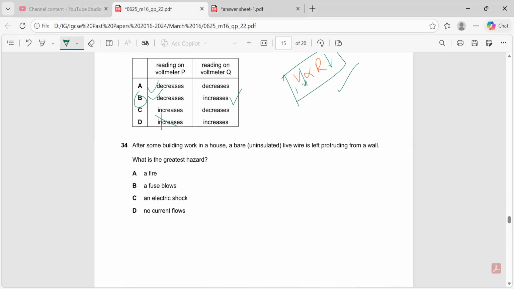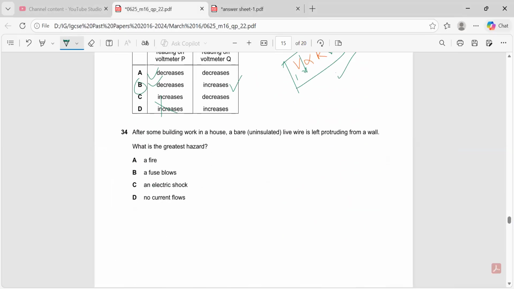Okay, now 34. After some building work in a house, a bare uninsulated live wire is left protruding from a wall. What is the greatest hazard? It means the live wire, the copper wire which is carrying current, is outside. So what is the maximum hazard or maximum danger? Of course, if somebody touches it, he or she can get an electric shock. So electric shock, my dear friends. So 34 is C.